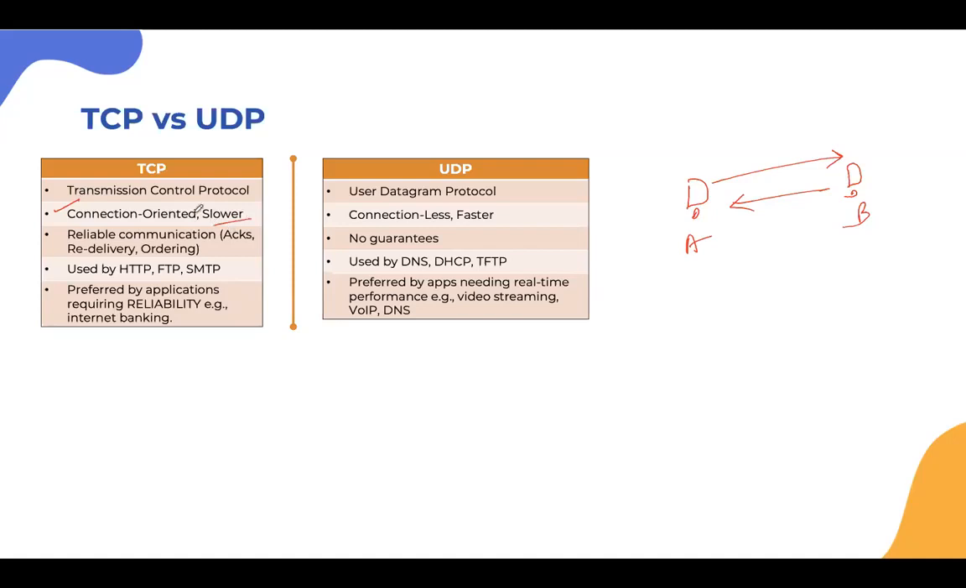And also it is slower because data is lost. B will then ask A to resend the data, it will be resent, reordering and all that. So a lot of processes are involved which make it slower.